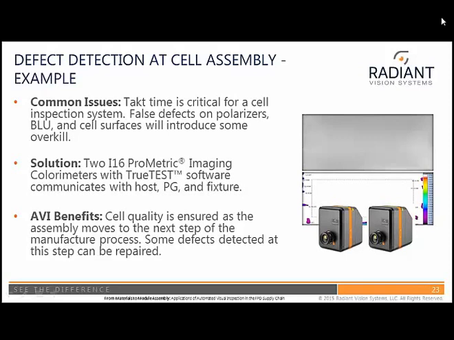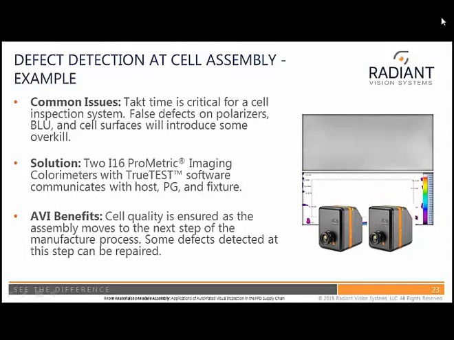In this particular application that we're talking about here, it looks like we're talking about using two Prometric i16s and TrueTest software that can communicate with a host, the pattern generator, and the fixture, host being the factory, either the MES system or some kind of CIM system. And two i16s are required for this application because the resolution of the device is very high. And it's not absolutely necessary that we stitch images together, but we can inspect multiple halves of a device in order to get the resolution that's required for the type of defect detection that the customer is asking for.